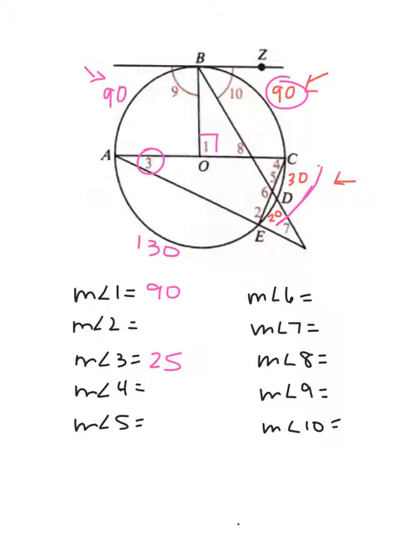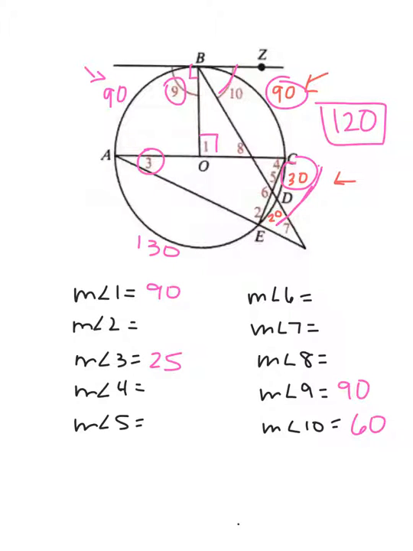Now, when I look at angle 9, I have a radius and a tangent, so I know that that is perpendicular. So the measurement of angle 9 is 90 degrees. If I look at angle 10, that is also an inscribed angle. We have the tangent and we have a chord, and we're using this 90 degrees and 30 degrees. So that intercepted arc has a measurement of 120, and so the measurement of angle 10 is going to be half of that, at 60.